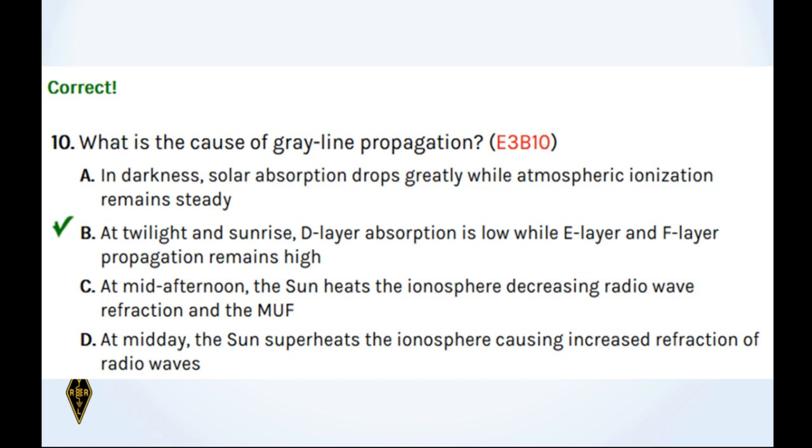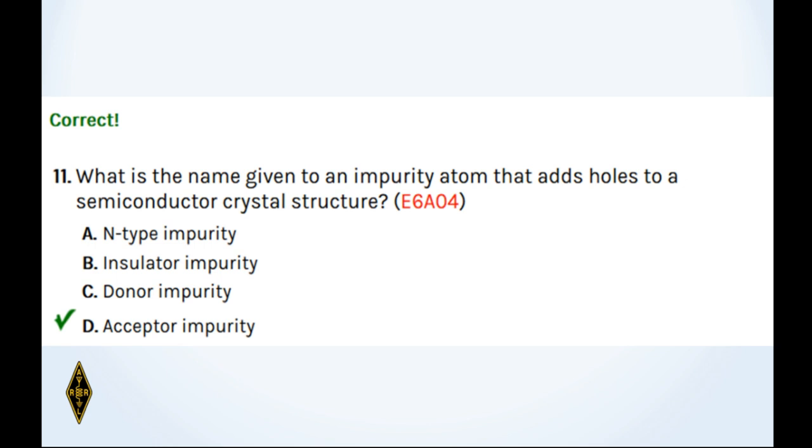And 10, the cause of gray line propagation? Well, you have to have twilight and sunrise. And the D layer absorption is low, E and F are high, so 10B. And 11, the name given to an impurity atom that adds holes, that's an acceptor impurity. You're adding holes. A donor impurity, or an n-type impurity, would be adding electrons. I don't know what an insulator impurity is. So, yeah, that's an acceptor. 11D.